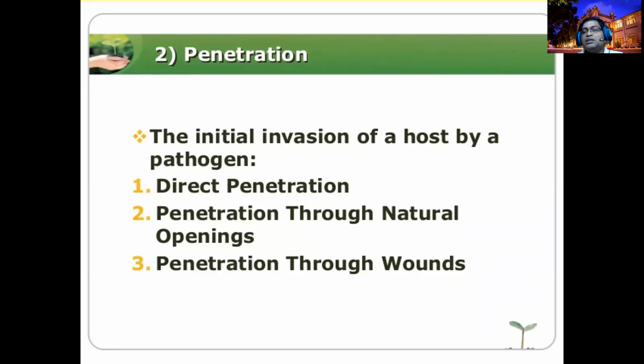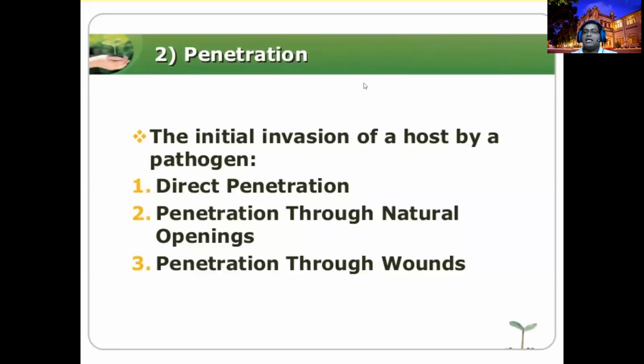For example, last class I discussed the fungi. They produce the penetration peg for direct penetration. Also, if there is a wound or insect damage, it acts as a focus for penetration of the pathogen. Bacteria need wounds for penetration. For viruses, insect vectors help the virus to go in.